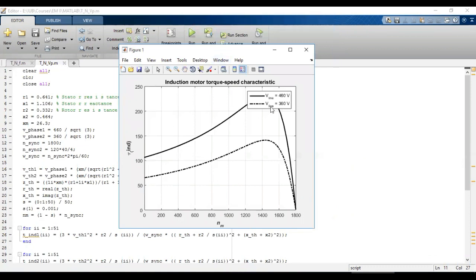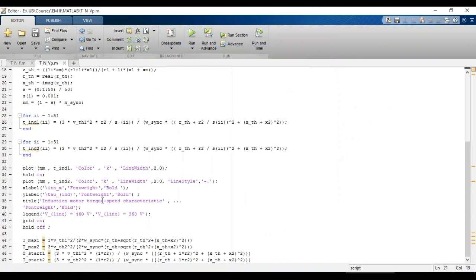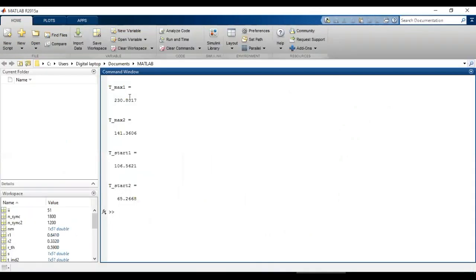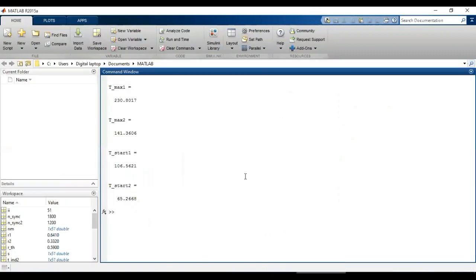In this case, by increasing the line voltage, the starting torque is increased at 460 volts. The pull-out torque has also increased, and for smaller voltages, the maximum torque is small, and the starting torque is also small. So at higher voltage, the torque will be high, and we know that whenever torque is high, the speed will also be high. So this is how we can write the code. This code can be written by yourself very easily, and we can also analyze the values of pull-out torque and the starting torque. In these lines, I have not put any semicolon, so when I run this code, these values will be calculated and printed in the command window.